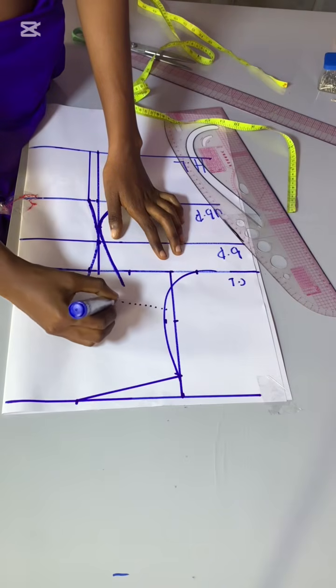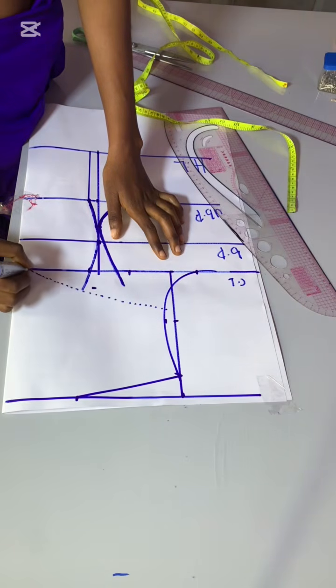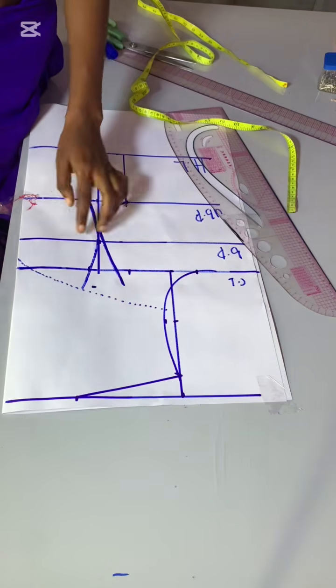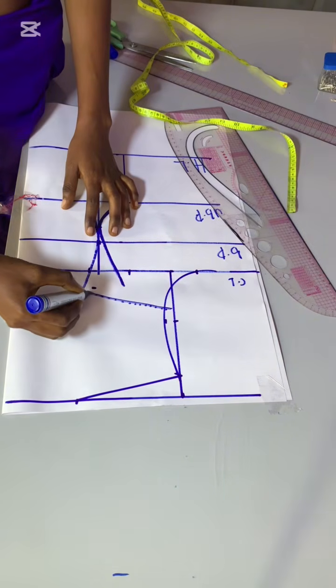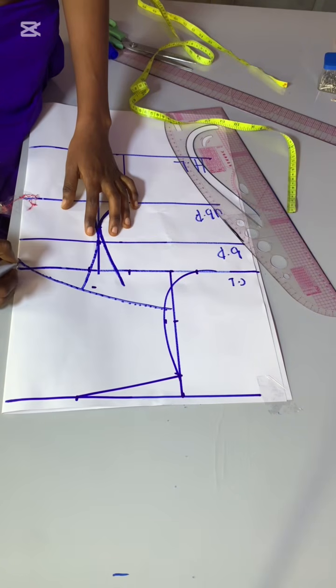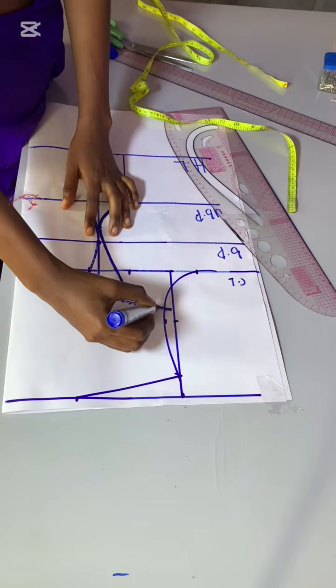Now you can see the way I'm doing it. So you just come down to the bust point at the middle side. You just make use of your free hand to do it. Do you see the way I'm making my sweetheart neckline? So this is basically how to go about your bustier with yoke.